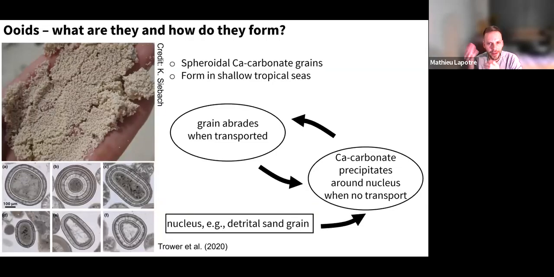And if you were to cut them in half, this is what you'd see here at the bottom left. You'd see a nucleus, usually a detrital sand grain, around which several concentric layers of calcium carbonate have developed. And that grain structure is thought to arise from the competing constructive and destructive effects of calcium carbonate precipitation when the grains are at rest, and abrasion when the grains are transported, for example, in high energy shoals.